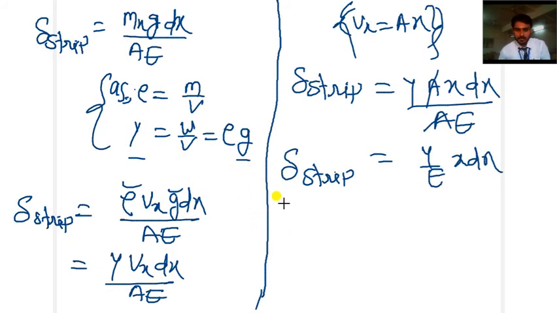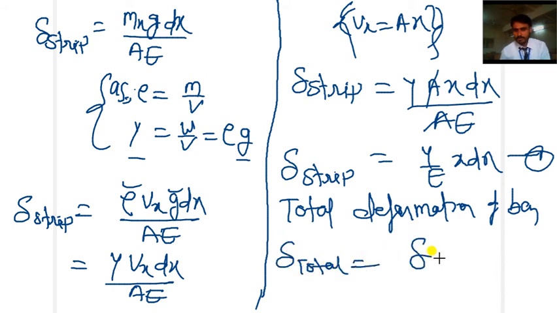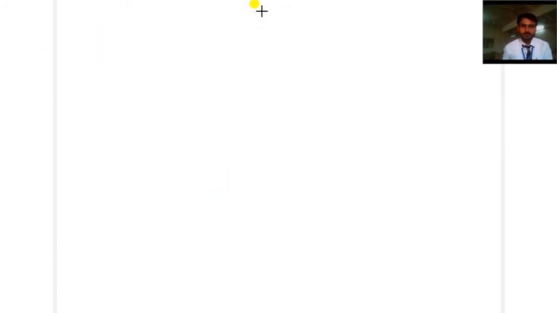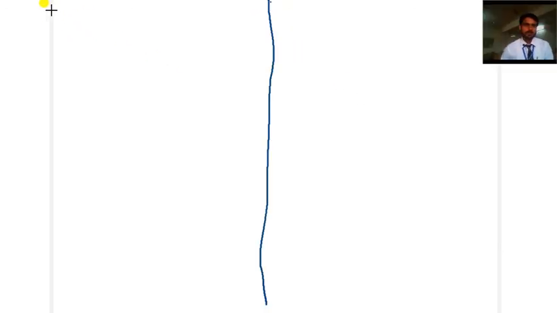For calculating total deformation of bar, that will be equal to deformation of strip integrated 0 to L.